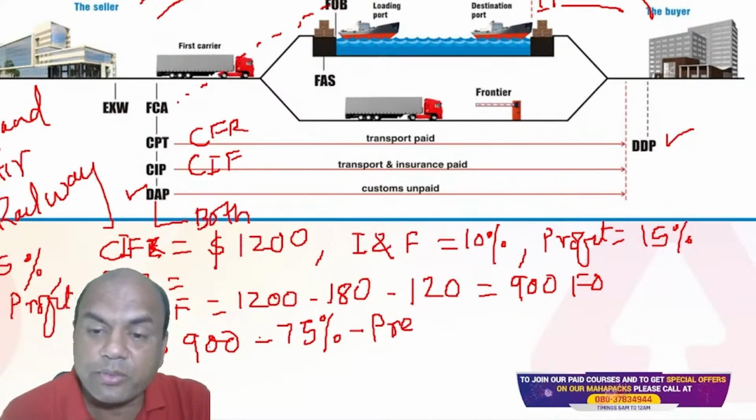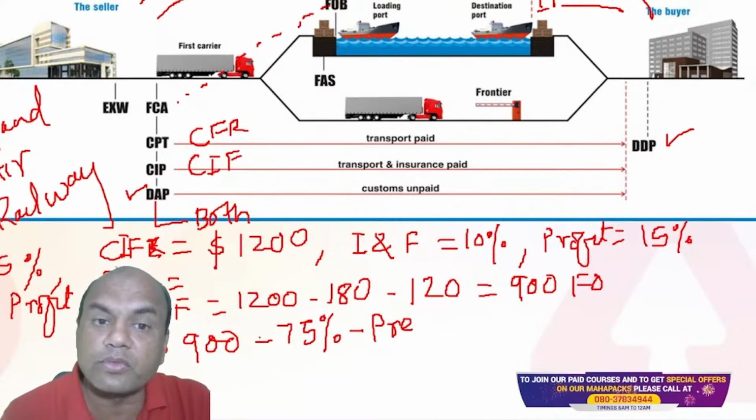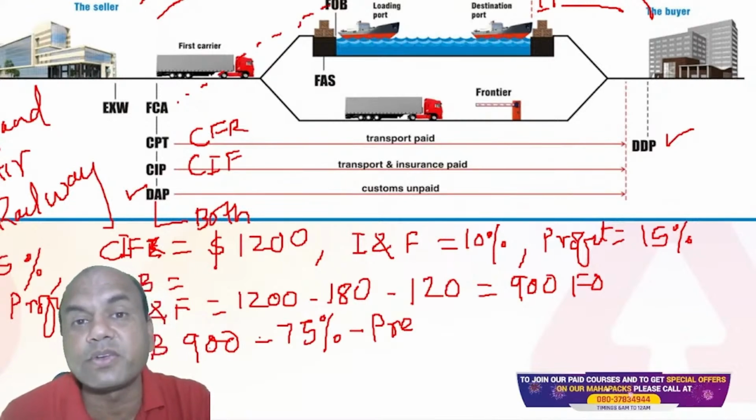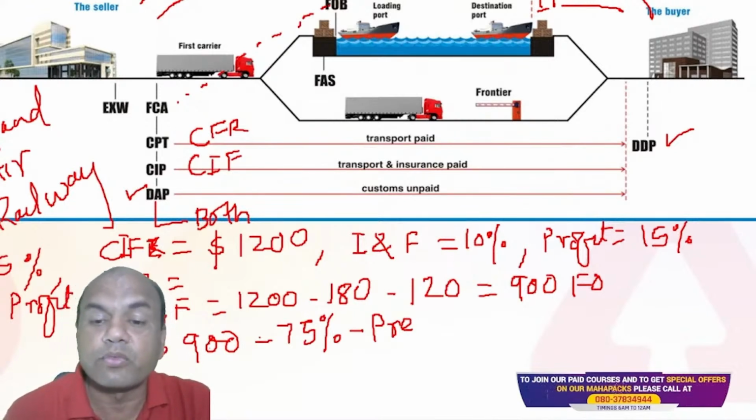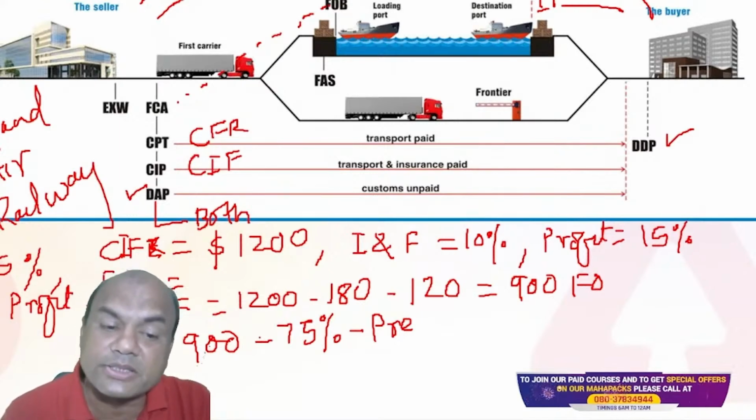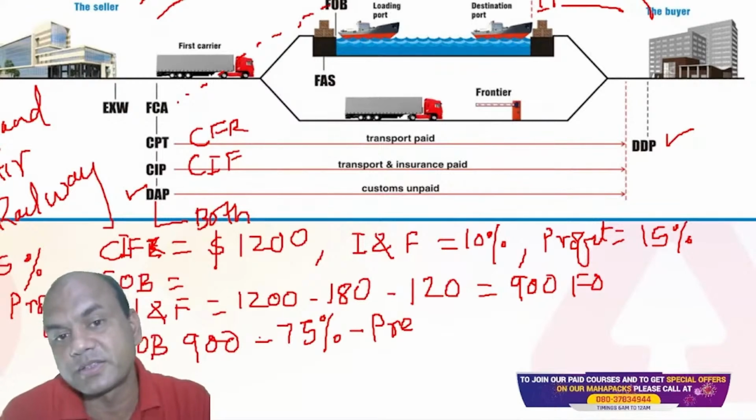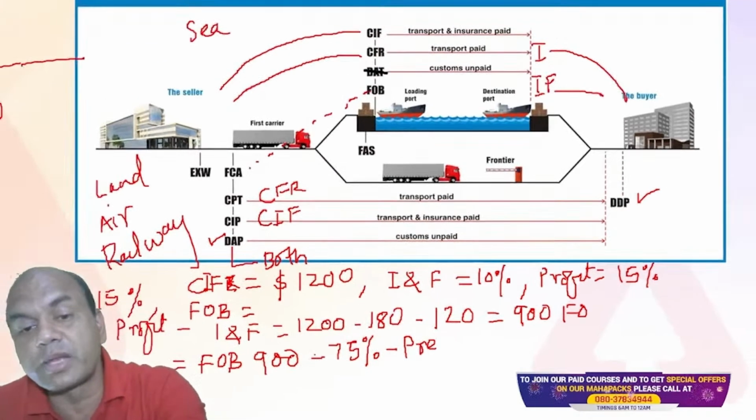But from this FOB value, what do you have to do? You have to give the finance of 75% only. So from this 900, you'll be paying 75% only. So this is the basic logic of pre-shipment finance. That's why I took this numerical over here.